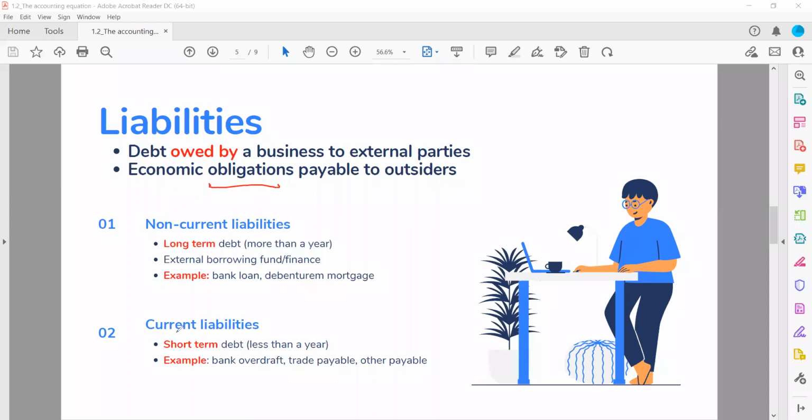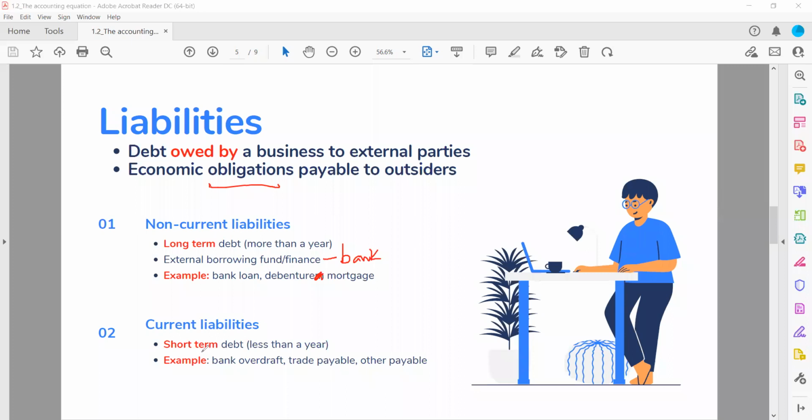Liability has two types: non-current liability and current liability. Non-current liability is a long-term debt, which is more than a year. External borrowing funds, which is you borrow from an outsider. For example, you borrow from the bank. So examples of the accounts that we need to learn, for example, bank loan, debenture, or mortgage. Okay, so those are examples for the non-current liability.